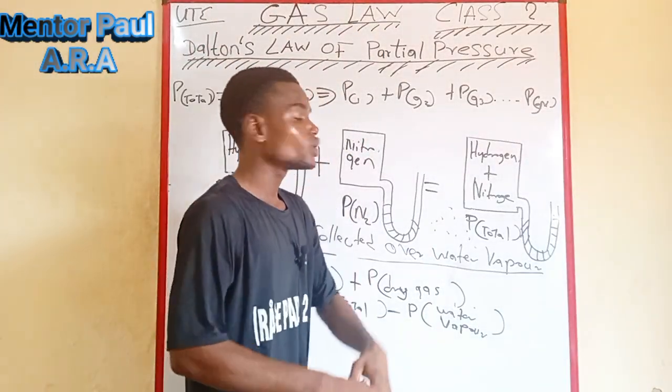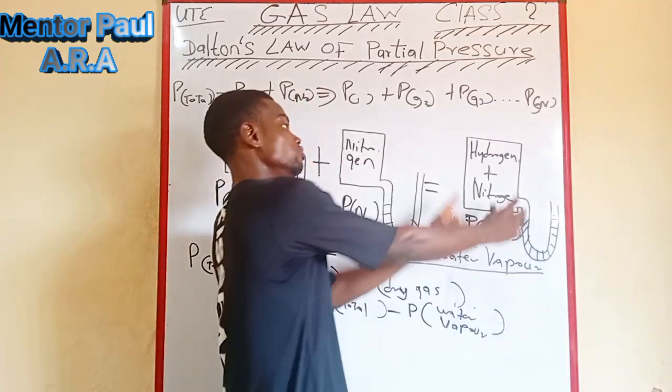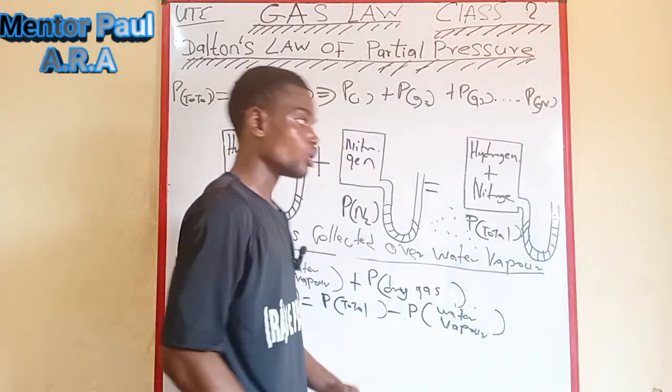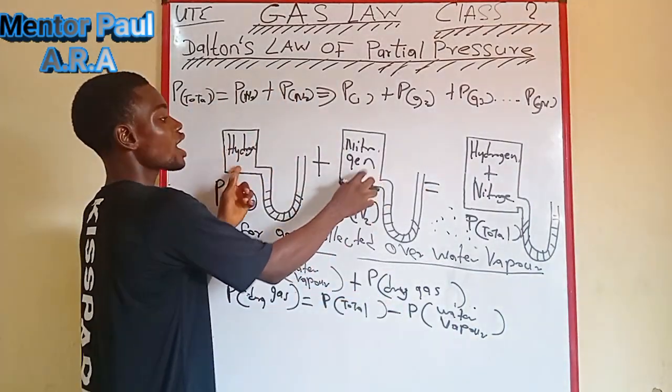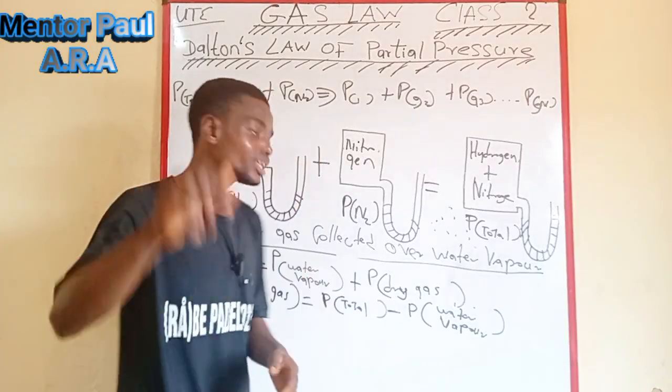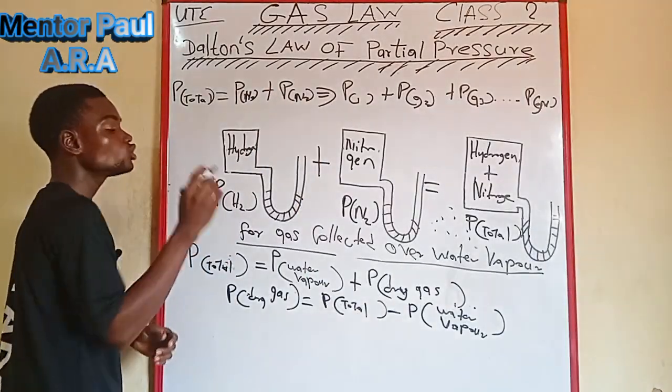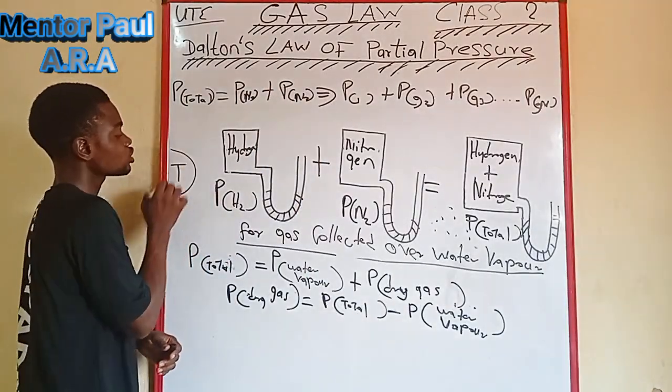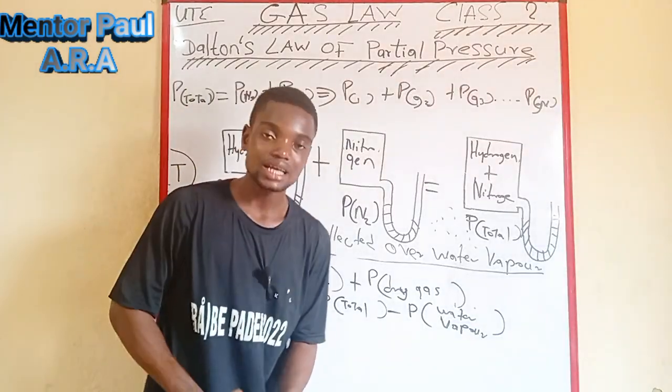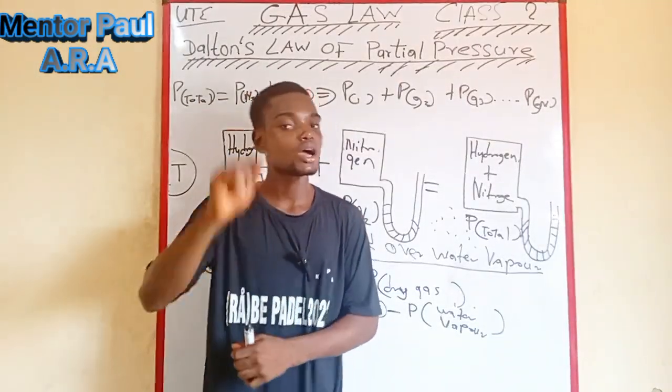Hope you understand this. So the pressure exerted by a mixture of gases is equal to the sum of the individual partial pressures, provided that they do not react at that particular temperature. So temperature must be constant. Now let's look at the experimental question.